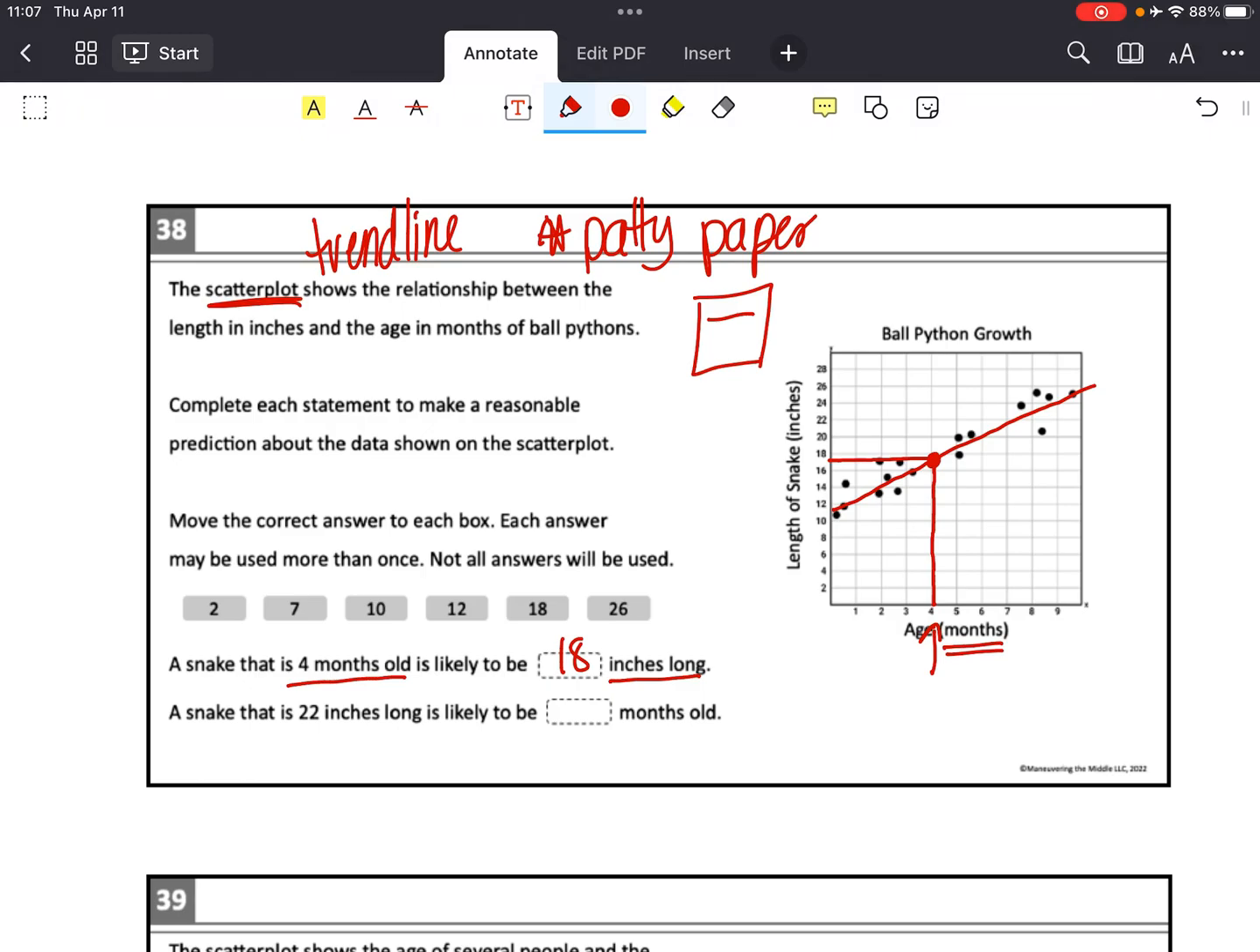Then the next one is saying that a snake is 22 inches long. So this time I'm looking for inches long because I want to know how many months old they are. Inches is on my y-axis this time. I'm going to go ahead and find 22, just right here. Now I'm going to start here and go to my trend line. Find that coordinate point, compare where it is, and it looks like that's 7 months. So therefore, it would be 7 months old.